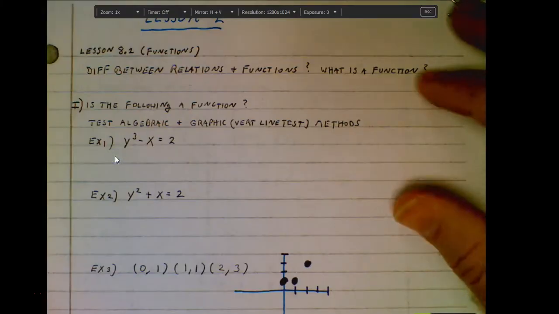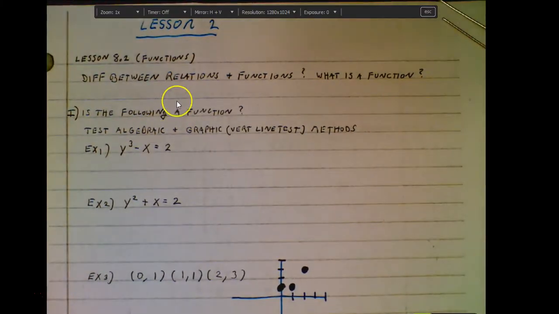All right, for lesson 2 of chapters 8 and 10, looking at the difference between relations and functions. Section 1 was all about relations. So anytime you have an x and a y relationship, that just means two things are being compared to each other, so that's a relation. Two things are being related to each other.